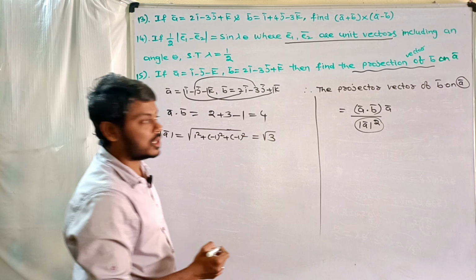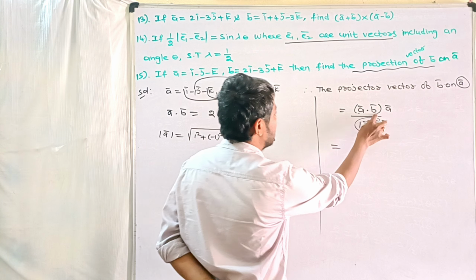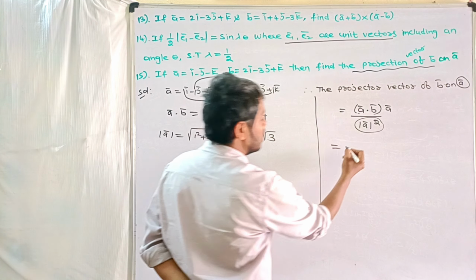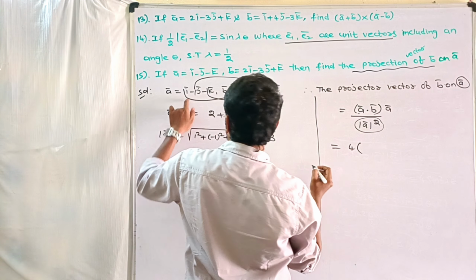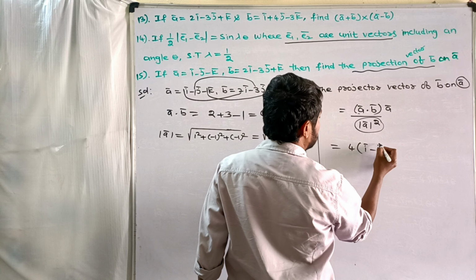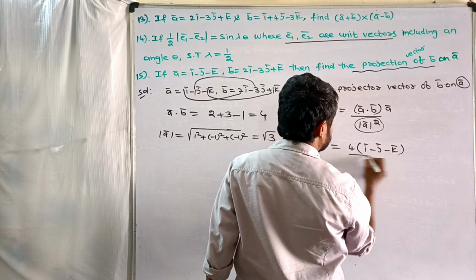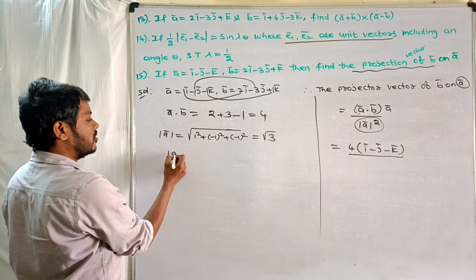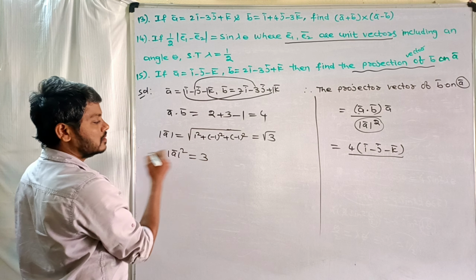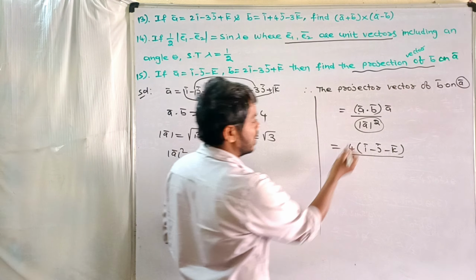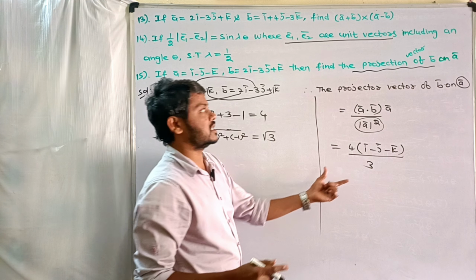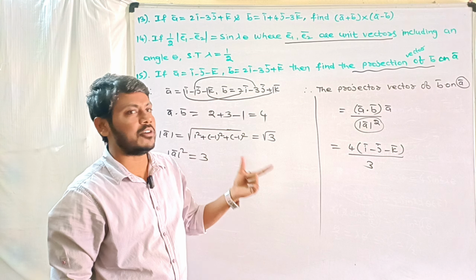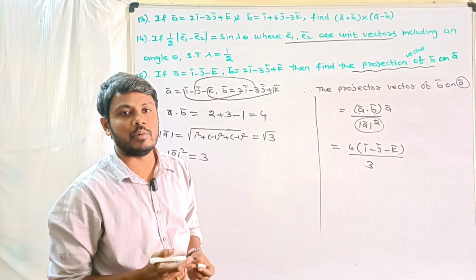Now substitute in the formula. What is A bar dot B bar? 4 into A bar vector, that is I bar minus J bar minus K bar, which is divided by mod A bar square. What is mod A bar square? 3. So mod A bar square value is 3. So this is the projection vector of B bar on A bar.